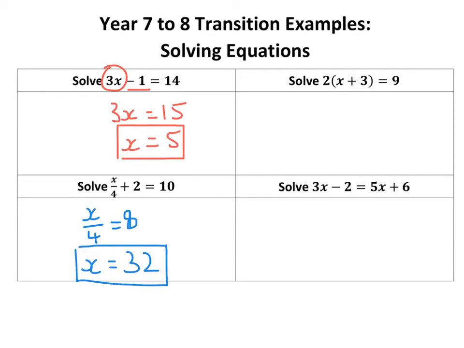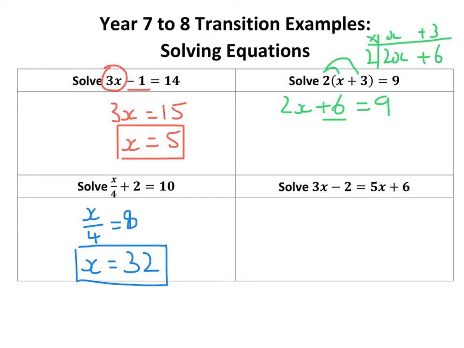Now then, next one, go on to green. Need to expand the bracket first. You can do this without expanding the brackets, but I think it's good to get in the habit of expanding brackets, rather than do different methods for different types. Okay, so expand the bracket, I end up with 2x plus 6 equals 9. Remember it's 2 times x, 2 times 3, or you could use my table. So 2 times x is 2x, 2 times 3 is 6.